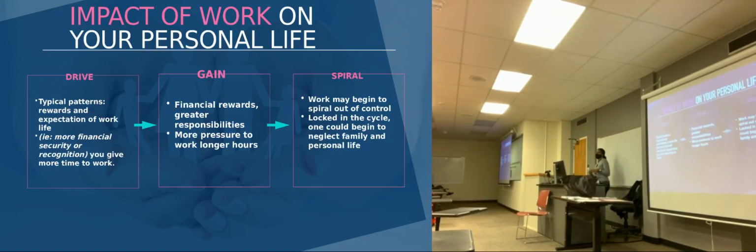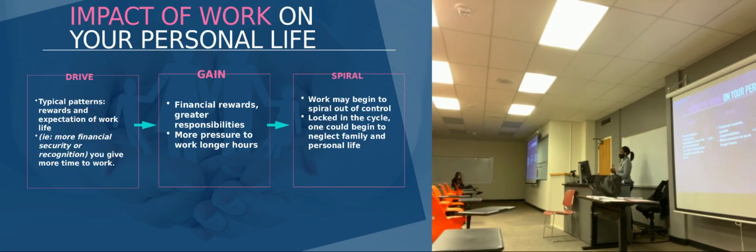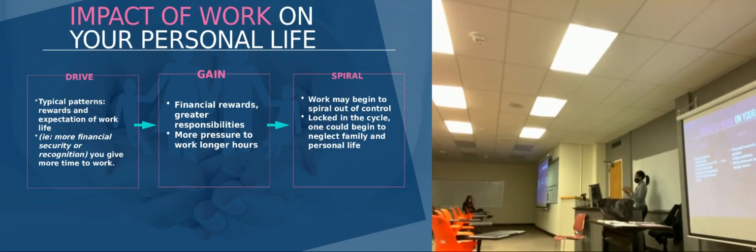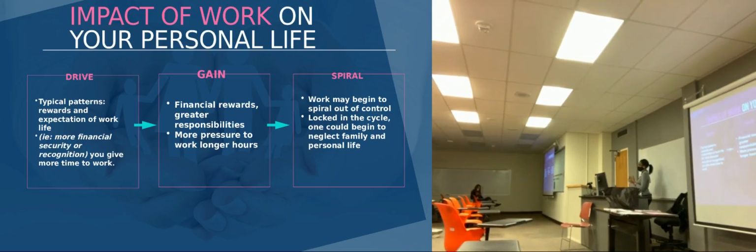The chapter talks a little bit about the impact of work on personal life. It talks about the cycle that you get into when you get into your career. First, starting off with drive, typically you're working to try to get rewards, a financial goal, security, recognition, all those things that you're seeking in your current role or the role you may have, and how that is driving you. And then as you're seeking that more, you're probably going to be putting a little bit more time into your work in order to obtain those goals, get that promotion, that sort of thing.